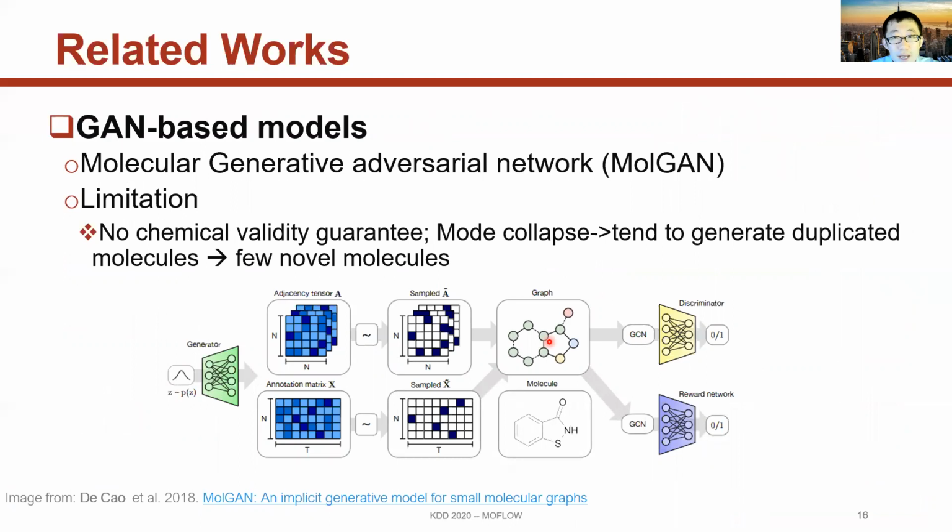A GAN-based model, MolGAN, is also proposed for molecular graph generation. However, MolGAN cannot guarantee chemical validity of generated molecules, and GANs tend to have the mode collapse problem. In this scenario, mode collapse means generating a lot of duplicated molecules, which means they generate very few novel ones.